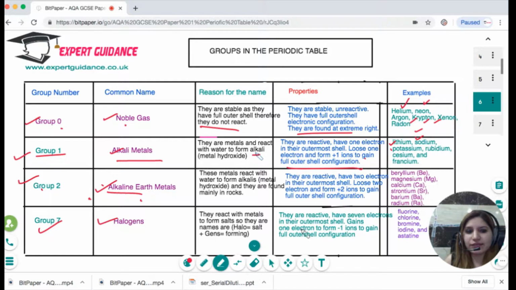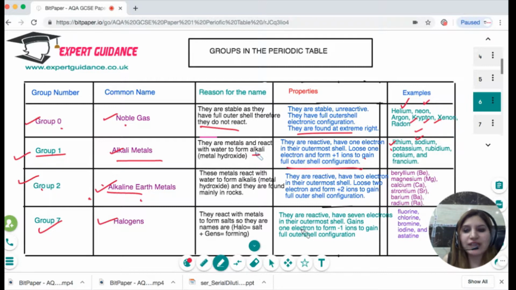They are reactive, but they do not form +1 ions. They form +2 ions because they have 2 electrons in their outermost shell. So they lose 2 electrons to form a +2 ion with a stable configuration. Examples: beryllium, magnesium, calcium, strontium, barium, and radium.